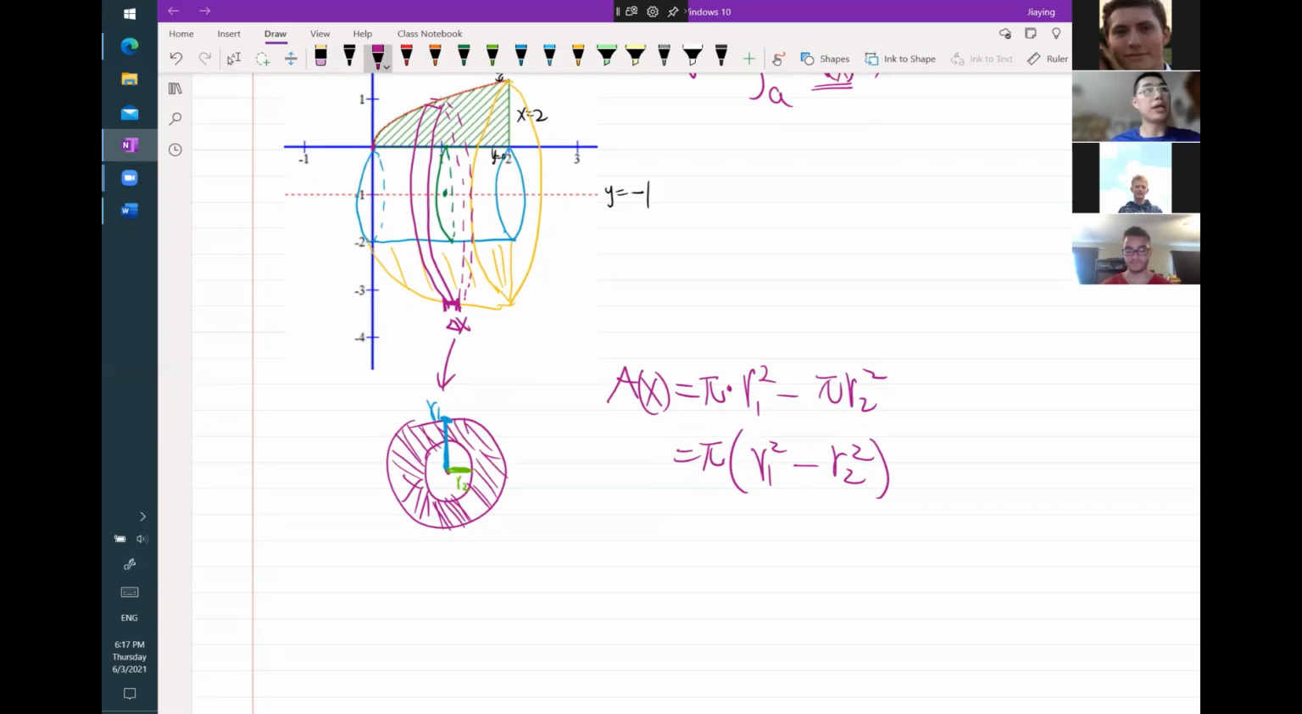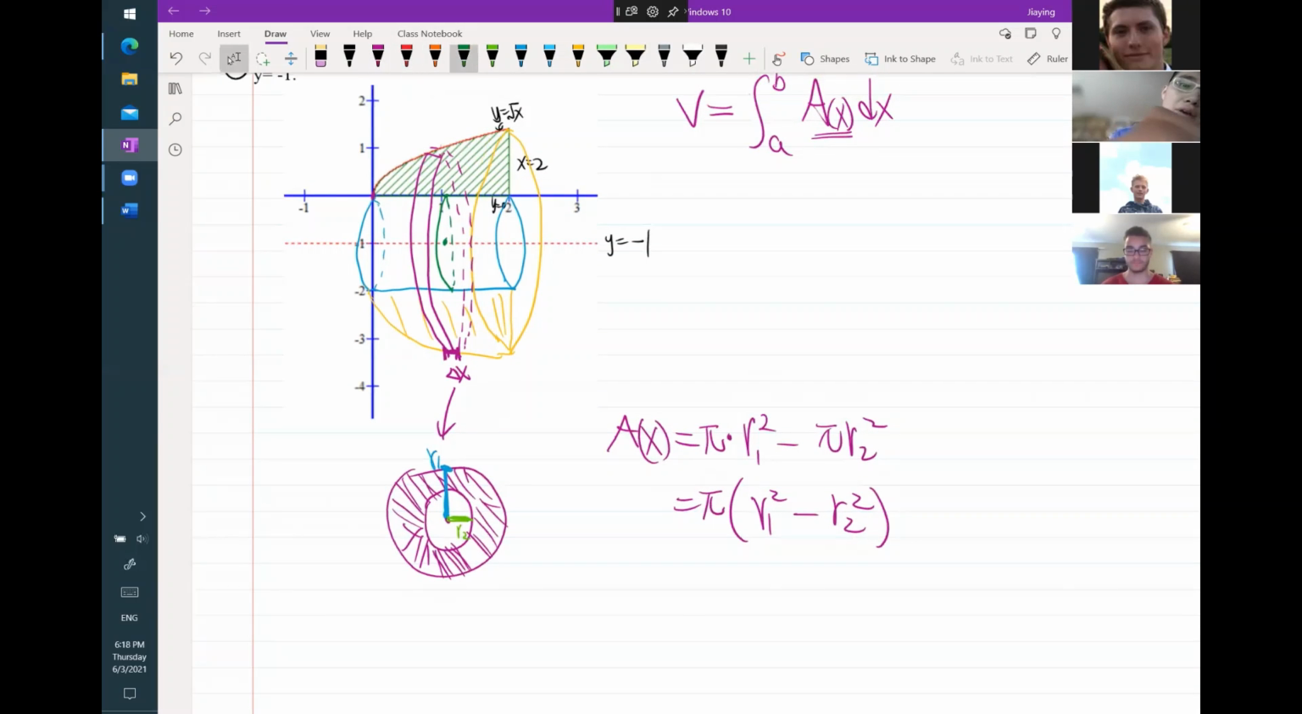And how do we find R1 and R2? So the R1, if we look at the cross-section, it's just from the center of the circle to the most outer part of that outer circle. In the diagram I have, that's the distance from this dotted line y equals -1 to the highest point, which is the y equals square root of x. So I'm labeling it with blue color. This is the radius of the outer circle, the one in blue.